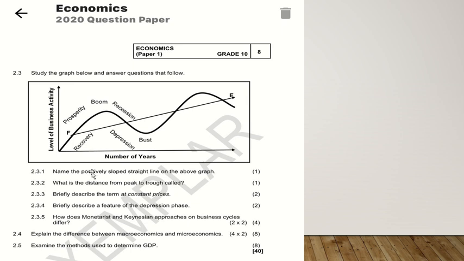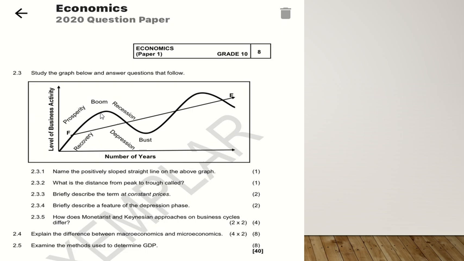So back to our first question. Name the positively sloped straight line, which I said is the line that starts at the bottom and goes up, on the above graph. So this line is known as the trend line. And next question, what is the distance from peak to trough called? Let us look at our graph.